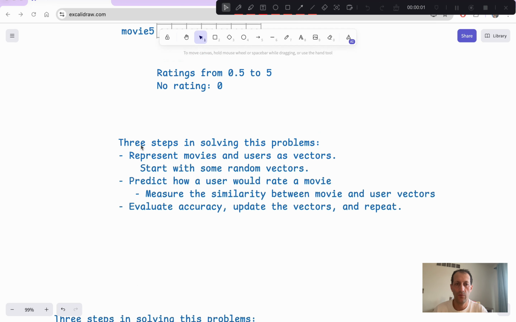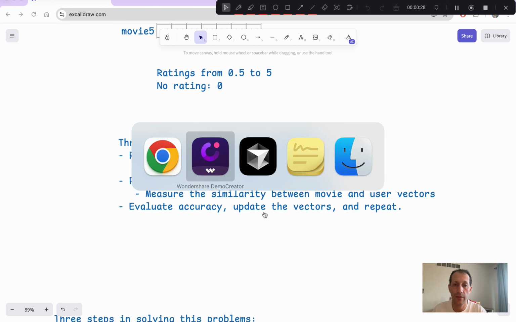All right. So again, here are the 3 steps. Represent movies and users as vectors. Start with random vectors. Make a prediction about movie rating using these vectors. It's going to be a measure of similarity. And evaluate accuracy, update the vectors, and repeat the loop. All right. Now with that, let's look at the code.